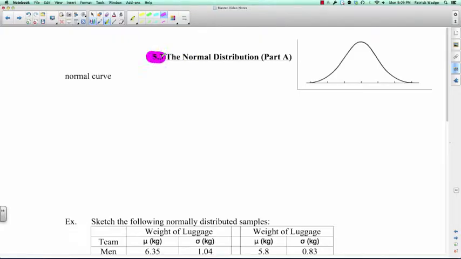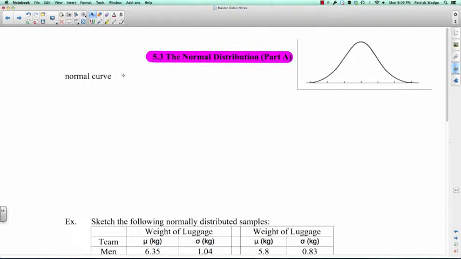5.3 is on the normal distribution, and we'll do this in 2 days. So, first of all, let's talk about what a normal curve is. This is very important. This is one of the most important things in statistics, I would say. And it's really important in science as well.